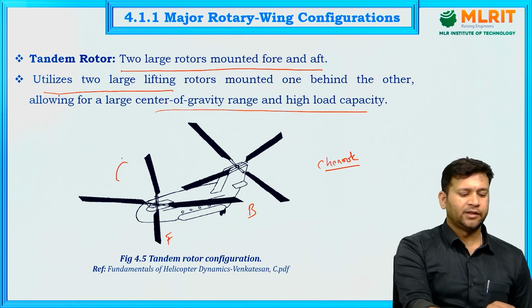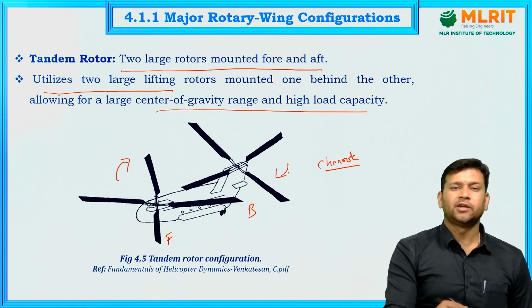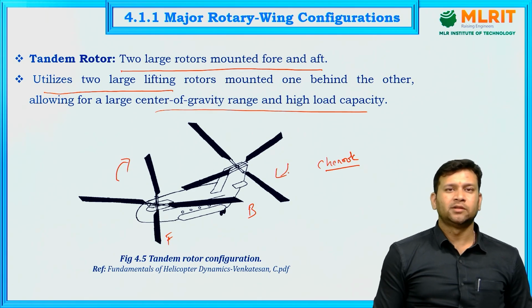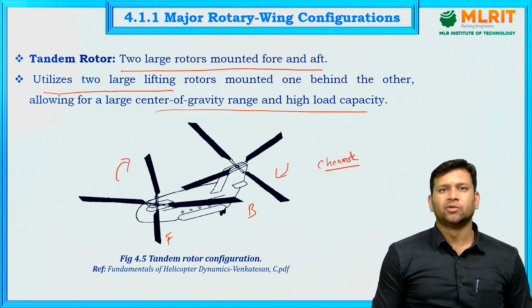This rotor rotates in this direction and that one rotates in the opposite direction, so it balances the torque and there is no destabilizing because of these two oppositely moving rotor blades.